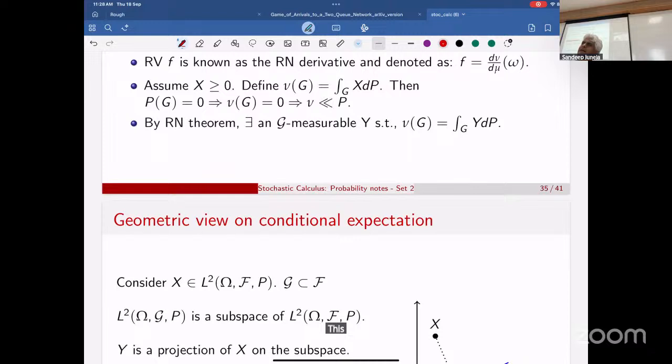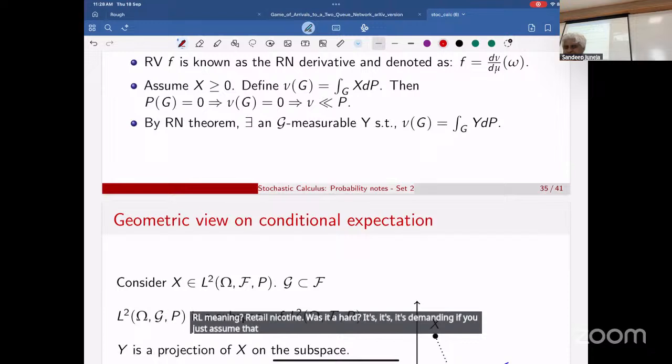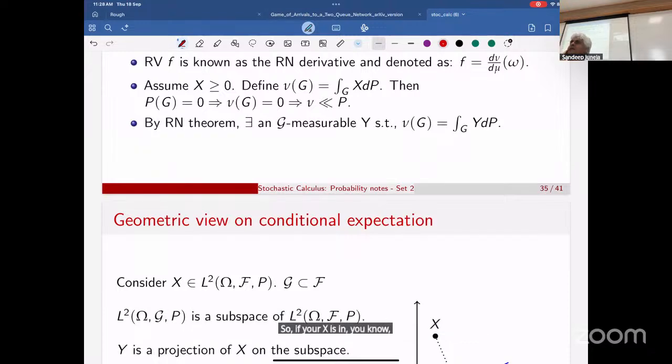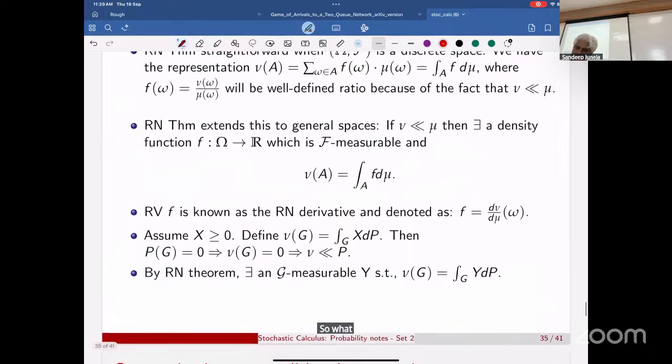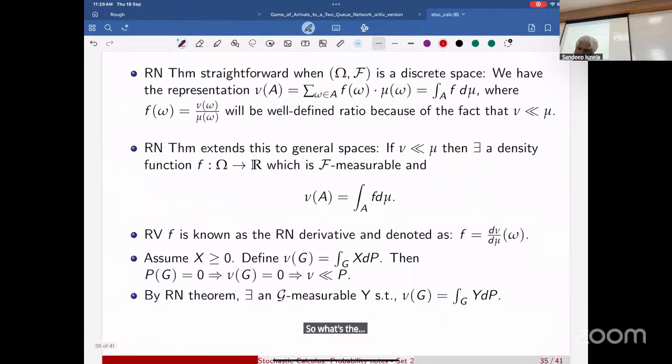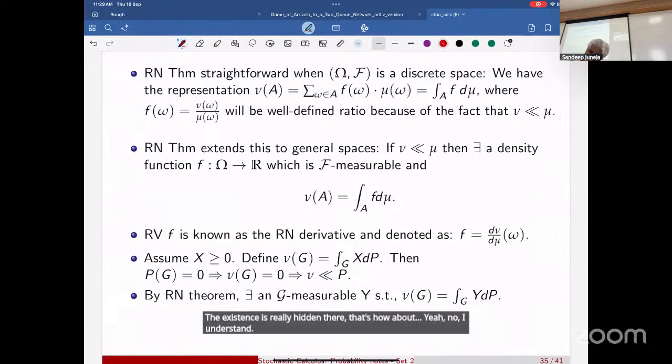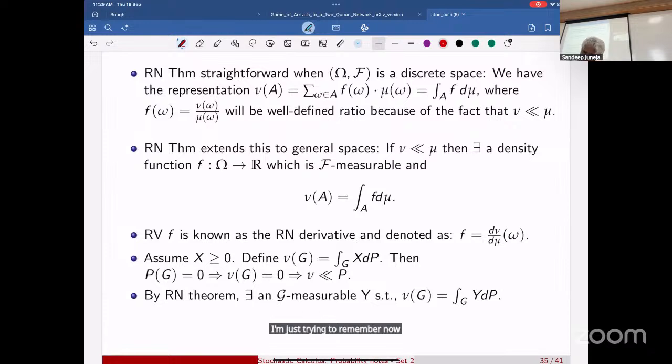Is it hard to prove Radon-Nikodym? It's demanding. The existence is really hidden there. Yes, I understand. I'm just trying to remember now.